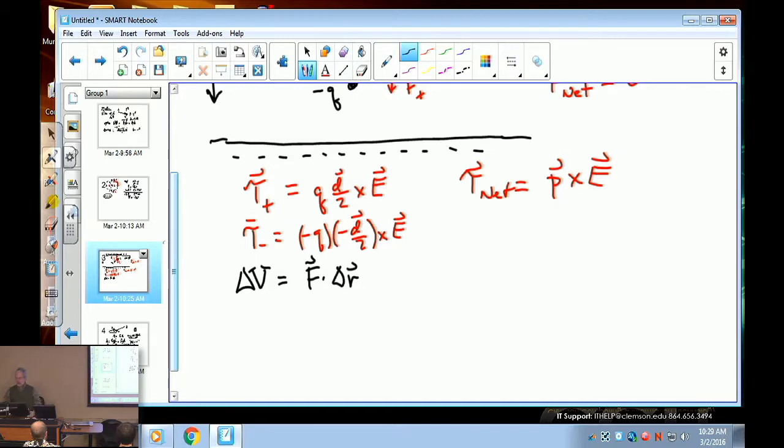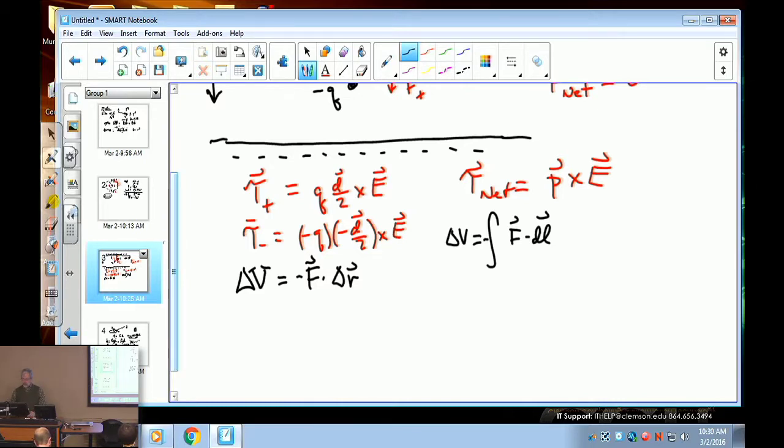It would be a conservative force, so the change in potential energy would be negative F dot dl along a path. But I can write it as F dot delta R only if it's a constant force. A constant force is always conservative if it's uniform everywhere. In this case, the force is constant, right? I can put the charges anywhere because the electric field is the same everywhere. It's uniform. So I can write the potential energy this way.